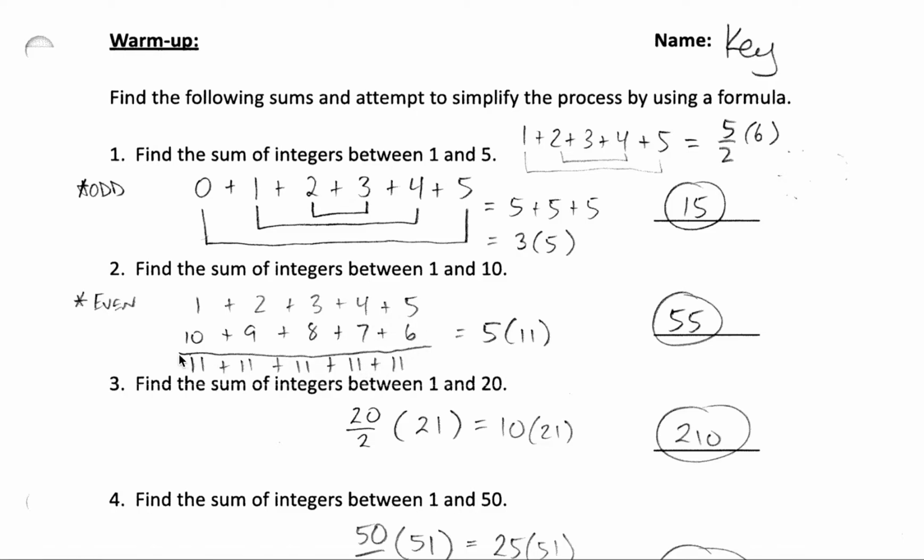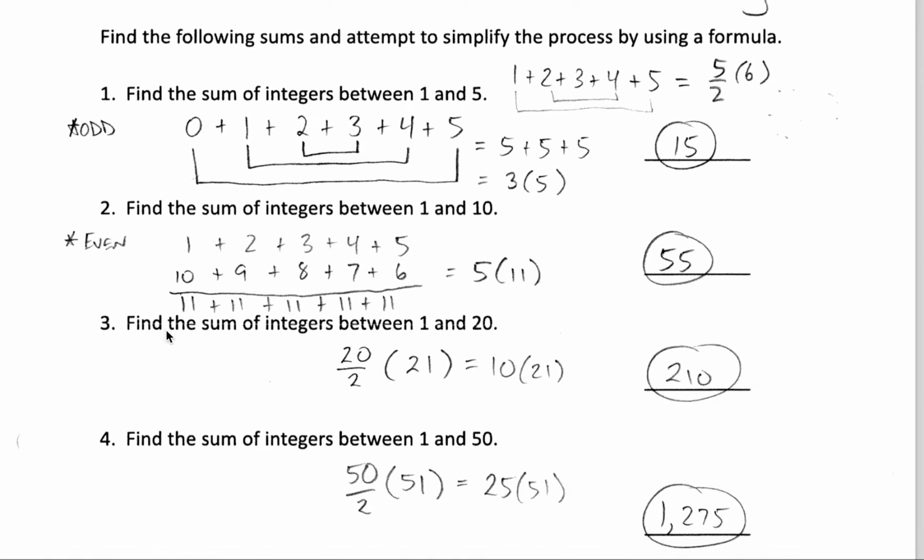Notice that each pair gave me the same sum. So now I can use multiplication instead of adding. I can say that I have 5 pairs of numbers, each adding up to 11. So 5 times 11 is 55, which is the same thing you get if you add these all up together.